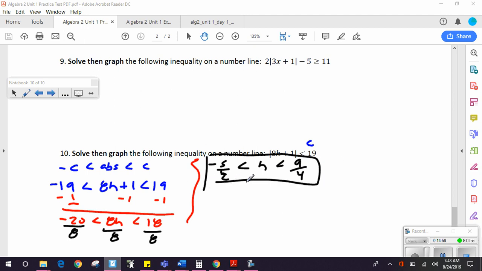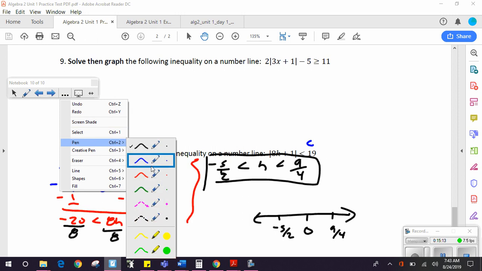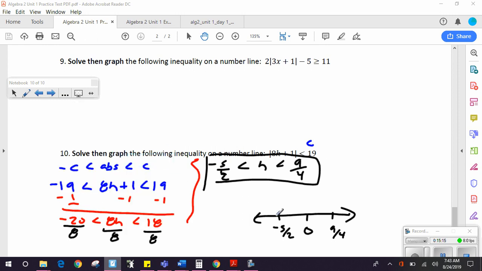And now we draw our number line. We have negative 5 halves, we have 0, and we have 9 fourths. And then we have an open dot on both numbers because there's no equal to, and the variable is between, so we shade between.